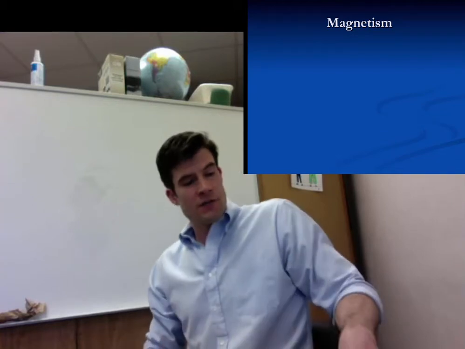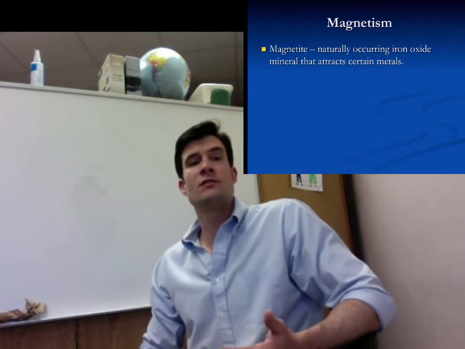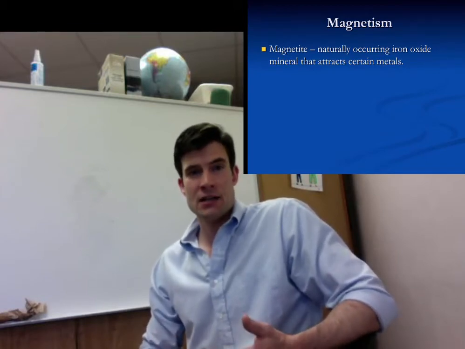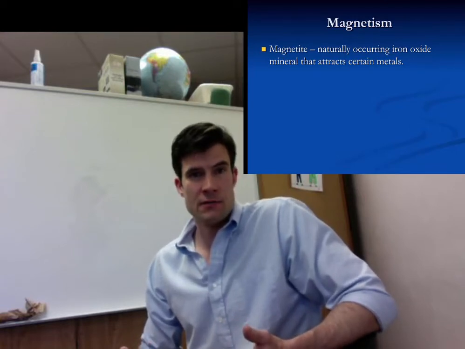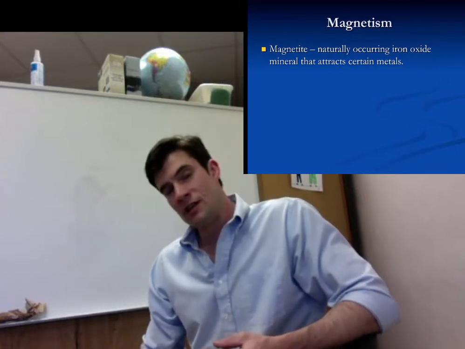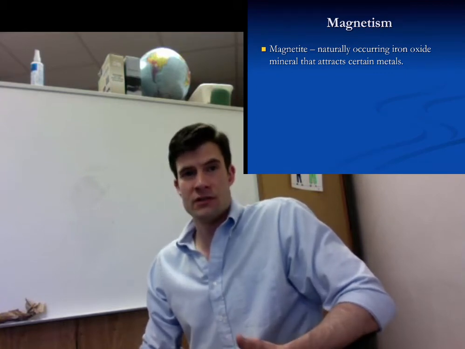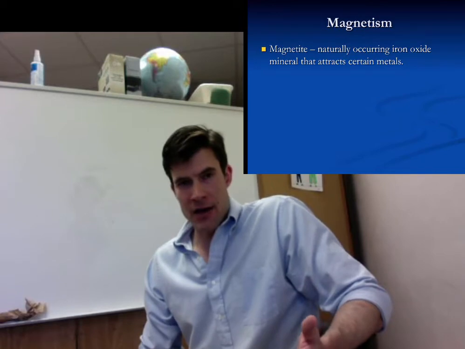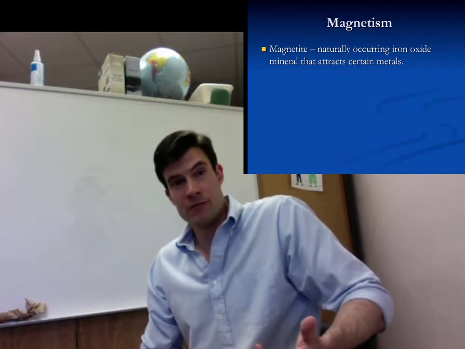So let's start with a definition of what magnetism is. The word magnetism comes from the word magnetite, which was the first naturally occurring magnets that were discovered. And they're named after the Greek area called Magnesia, where they were first discovered. These were iron ore rocks that were mined out of the ground and were discovered to have magnetic properties.